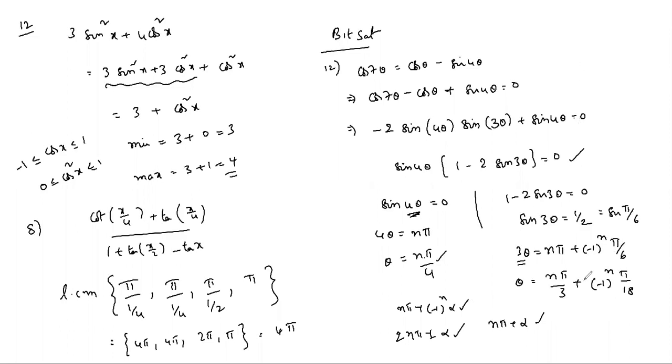Next, we also have sin square theta equal to sin square alpha, cos square theta equal to cos square alpha, tan square theta equal to tan square alpha. The general solution is n pi plus or minus alpha. Squares means you have to write the squares.